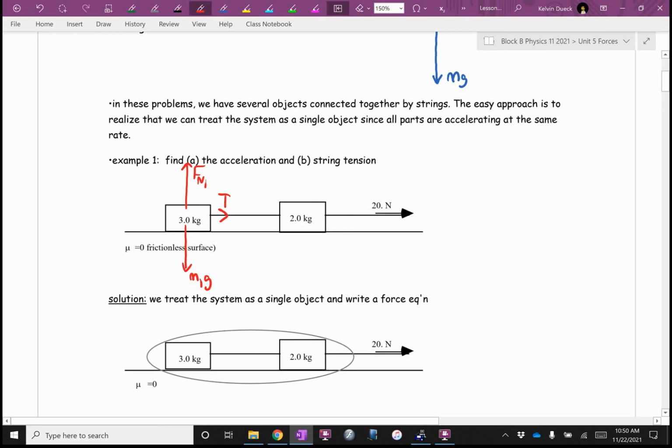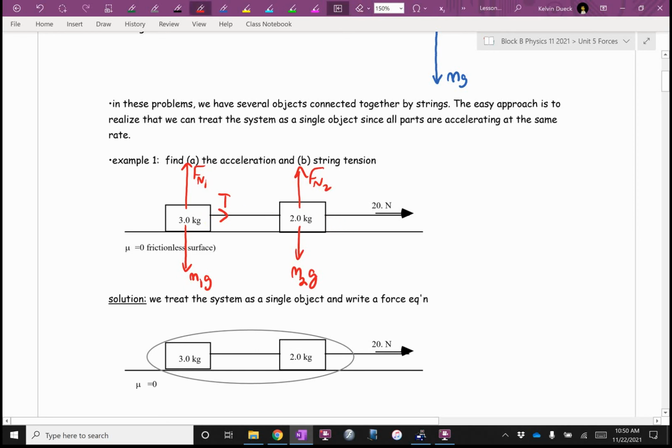Get the obvious one. I'm going to call it M2G. The mass changes, not gravity. Normal force number 2 to go with mass number 2. Now, you don't have to call this one 2. You could have called this one 1 and this one 2.